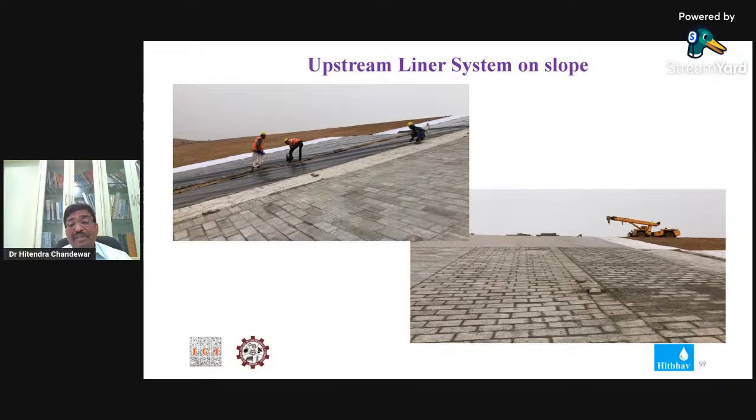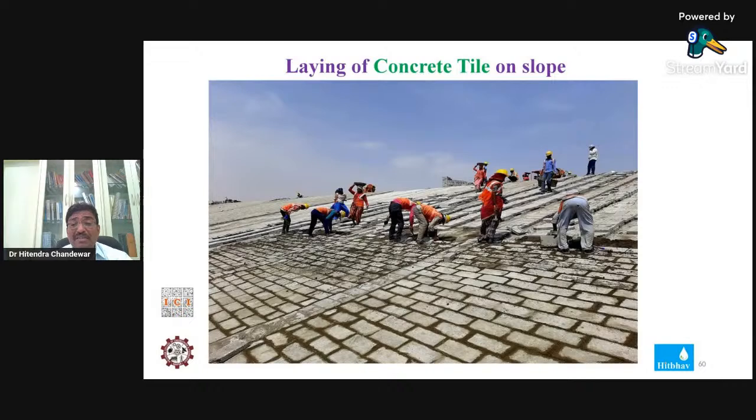Even for laying a liner, we always go for profile walls with a particular end, and then we fill the gap between the profile walls with tiles. So you will find these photographs of the liner system and how the work is going on. Some laborers are laying tiles, and other people are filling the mortar joints.